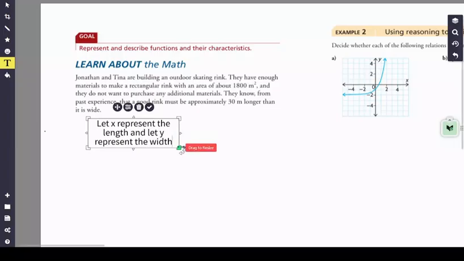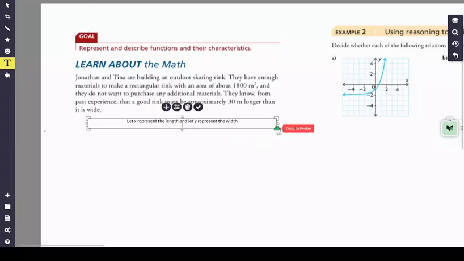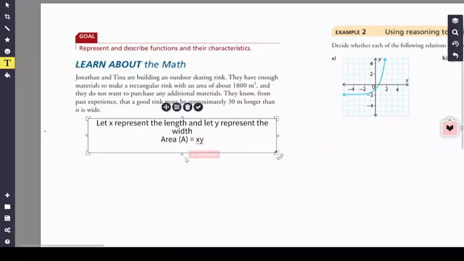Alright, and then we could define all of our variables. So A, or area, is equal to x times y. And then we know that the area is roughly 1,800, so we could just write 1,800 equals xy. So we could choose a term to write our equation for. So let's say I want to isolate for y. So y is equal to 1,800 over x. Or I could write x is equal to 1,800 over y.